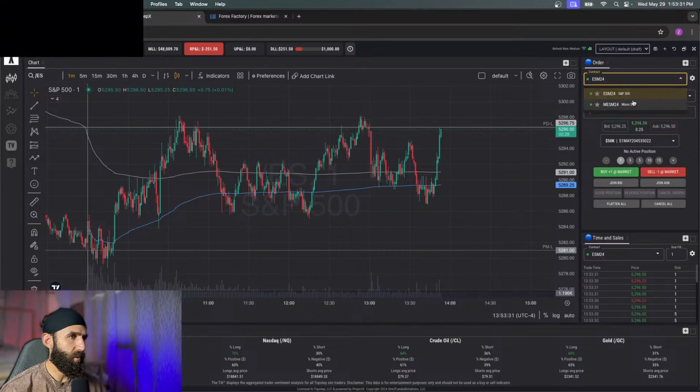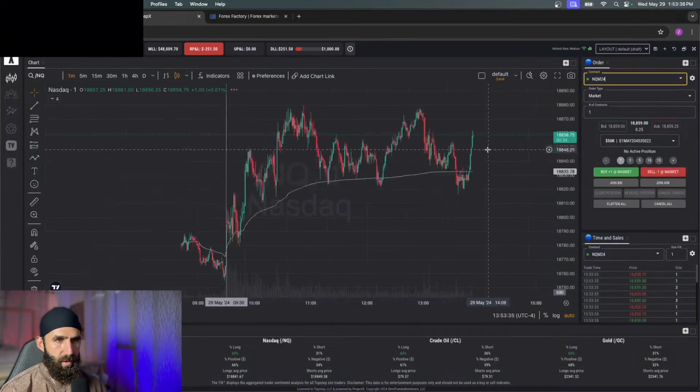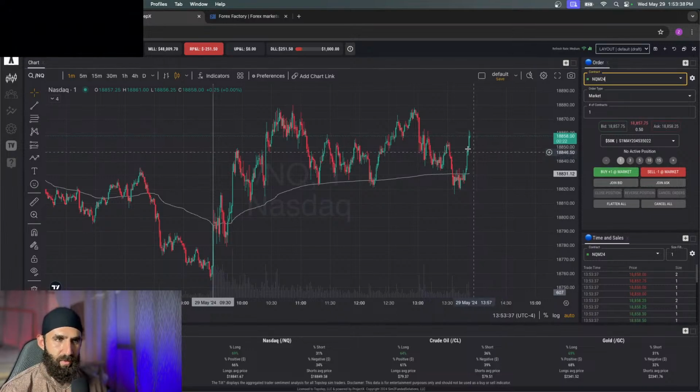What is NASDAQ doing for me? Similar, not all the way up, weaker, down below, and then not all the way back up to the top of the range. So NASDAQ looking a little bit weaker.